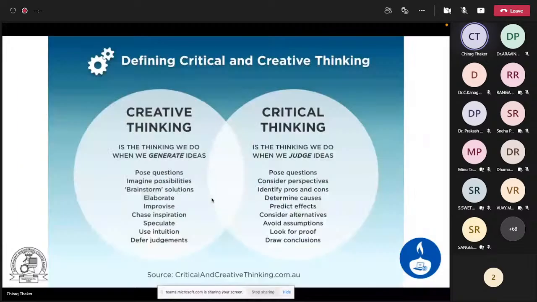So, critical thinking is the thinking we do when we judge ideas. Creative thinking is the thinking we do when we generate ideas. So, pose questions, consider perspective, predict effects, consider alternatives, look for proof, draw conclusions is all about critical thinking.